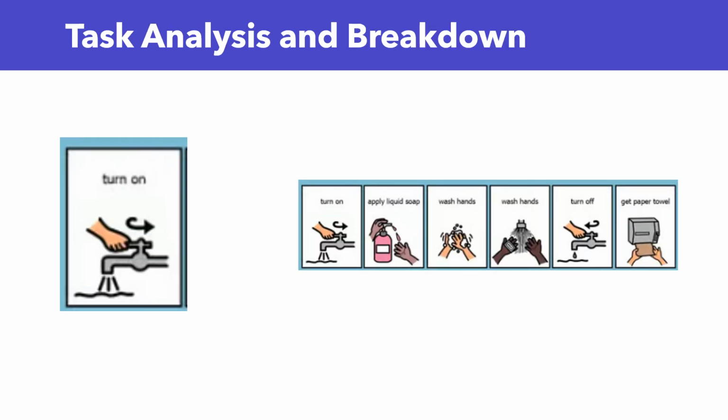For example, if you are teaching the student to wash their hands, but they can't turn on the faucet, you should have them practice turning on the faucet until they can do it easily and independently. Once the student is able to turn on the faucet, you can start to add in the rest of the steps, like using soap, rinsing hands, and drying hands.